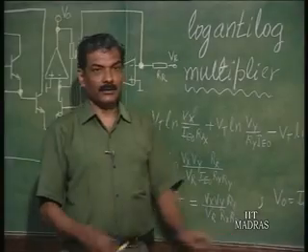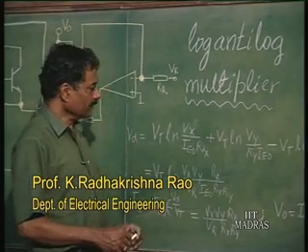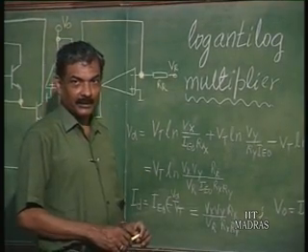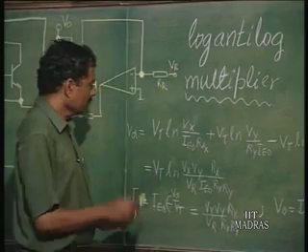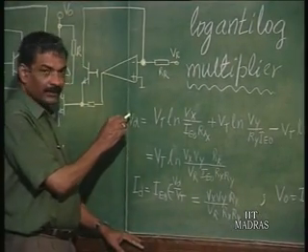In the last class we discussed log-antilog amplifiers. Let us now consider how a multiplier can be built using log-antilog operation. This I had illustrated at the end of the last class.